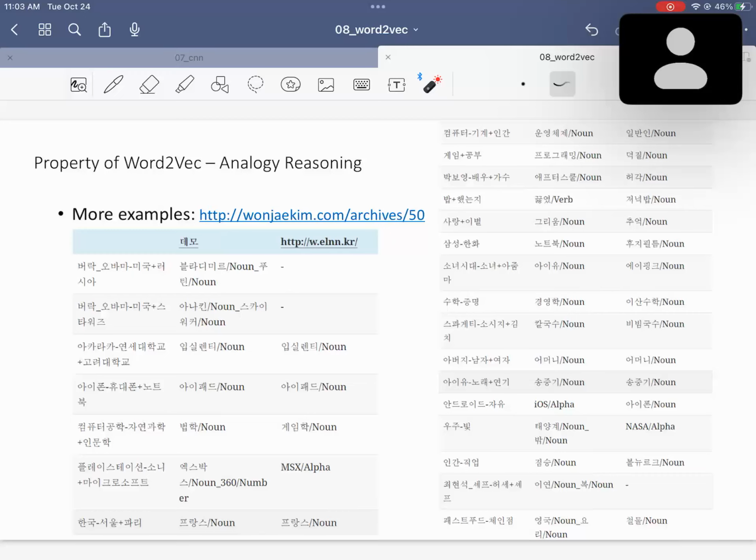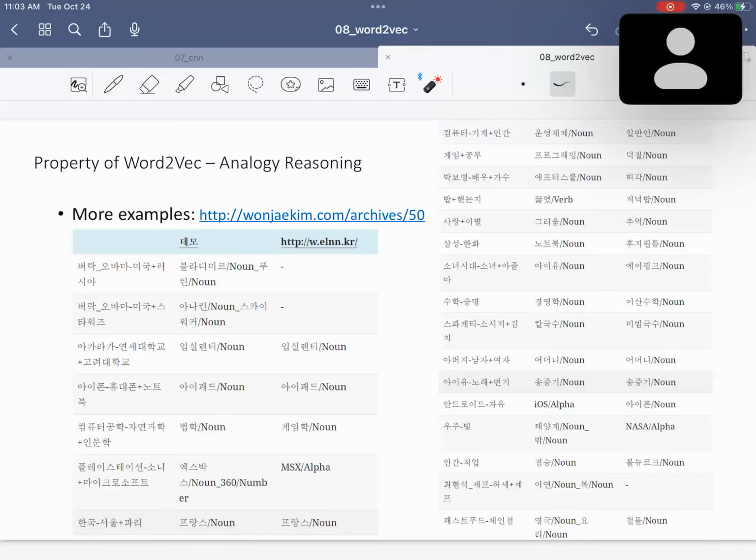My favorite one here is this one: 소녀시대 빼기 소녀 plus 아줌마의 자유. So clearly, the citizens of Korea think that IU is a bit older than 소녀시대. I don't know why, because as far as I know, IU is actually younger than 소녀시대. But this entire thing was trained on entire blogs or Naver News or whatever. So it's like a collective intelligence. So the collective intelligence said that this is true.